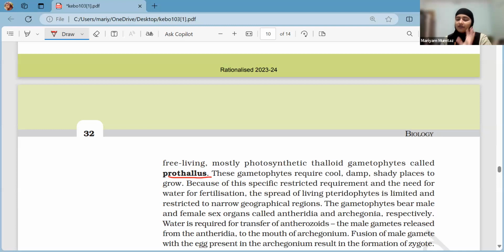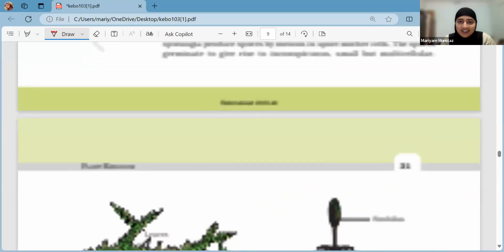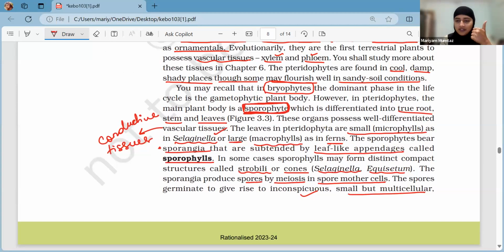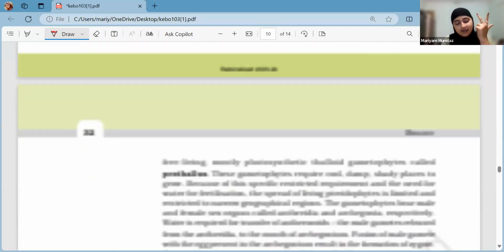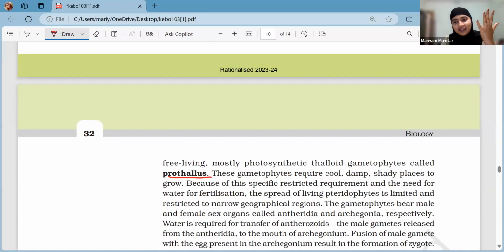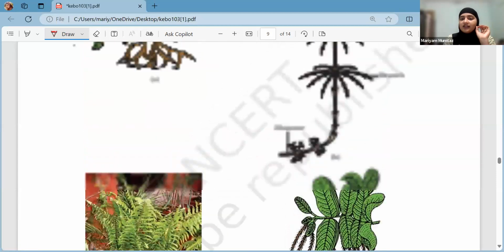Now see, after the sporophytes, that's a long description they have given, isn't it? How many words have they put in? Inconspicuous, small but multicellular, then free living, photosynthetic, thalloid. Seven characteristics to define the gametophytes of pteridophytes. Okay, so you should know seven characters are there, right? Now, each of these characters you people understand?